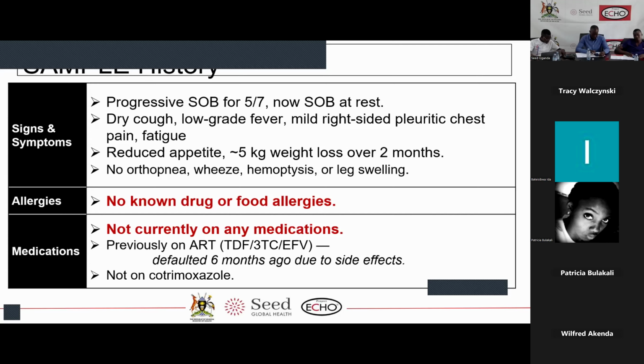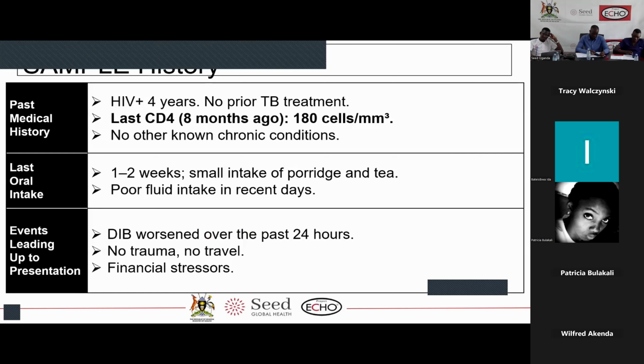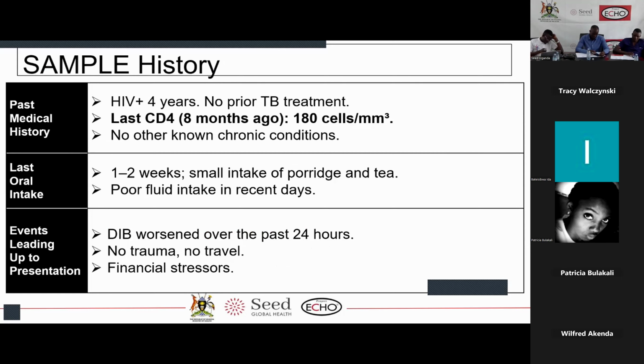Mentioned that previously he has been on antiretroviral therapy with tenofovir, lamivudine, and efavirenz, stopped 6 months ago due to side effects, and he's not on cotrimoxazole. P for past medical history: HIV known for 4 years, last CD4 8 months ago, 180 cells per cubic millimeter.